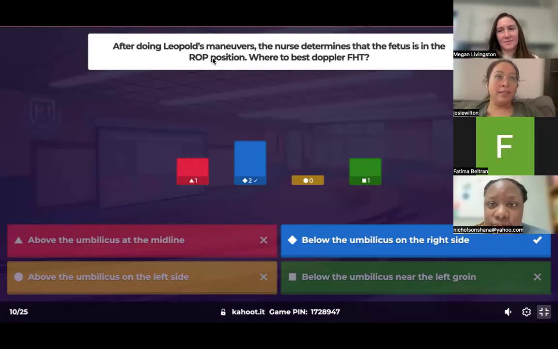I don't really remember what it is, but I know I can see the picture of it from the PowerPoint. It's like the way the baby's positioning, the way the baby is.